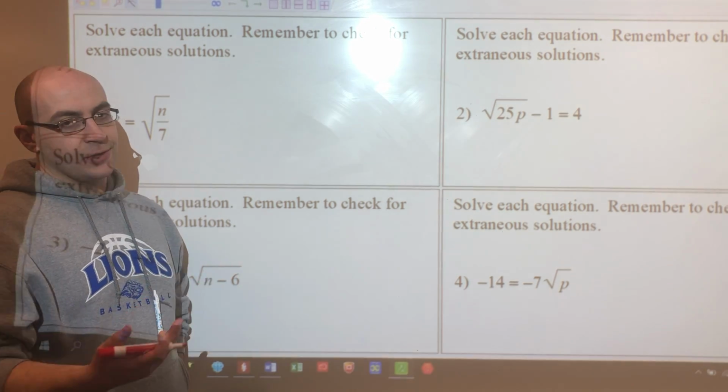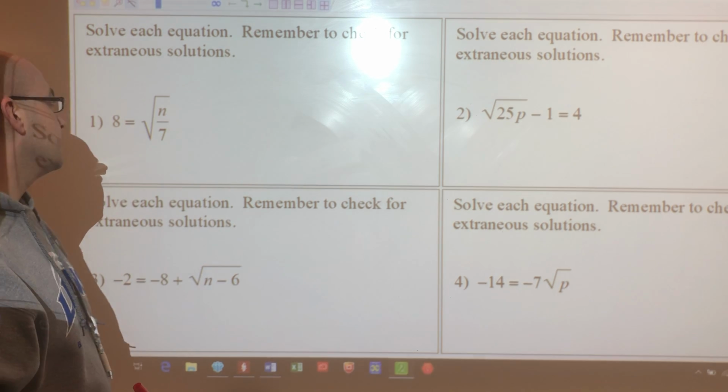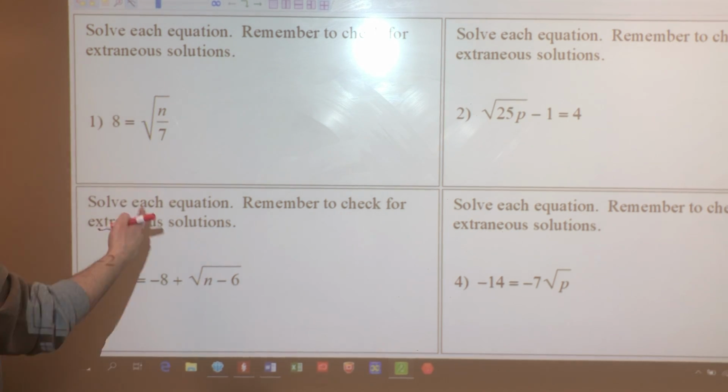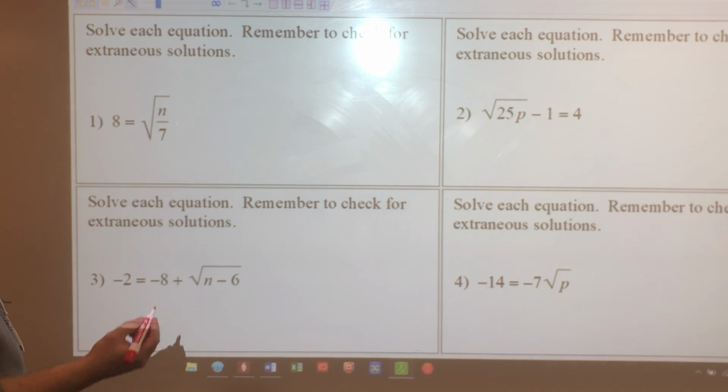Now, sometimes you'll have the third root, fourth root, fifth root, something like that. But I'm going to keep it pretty simple and just have square roots around the clock here. So, for example, I'll do about 4 or 5 of these. First one here, 8 equals the square root of n divided by 7.